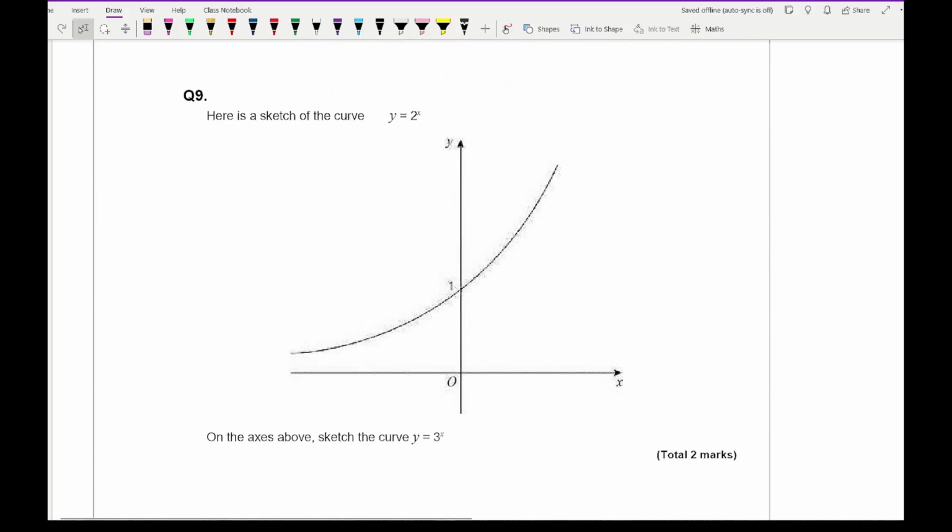Moving on to question 9, it says, here is a sketch of the curve of y equals 2 to the power x. On the axes above, sketch the curve of y equals 3 to the power x. Now with 3 to the power x, what you've got to remember is that it's going to be a little bit steeper, and the line you should have should look something like this. Now at 1, it should cross at the same point, so it should both cross at y equals 1.